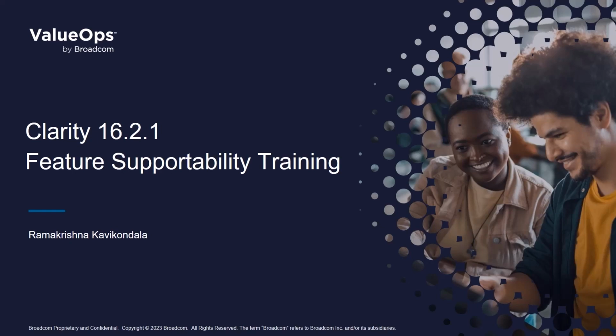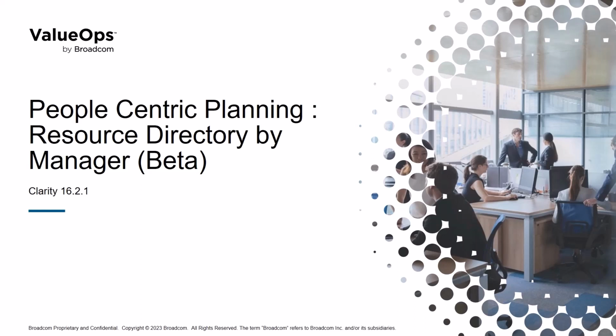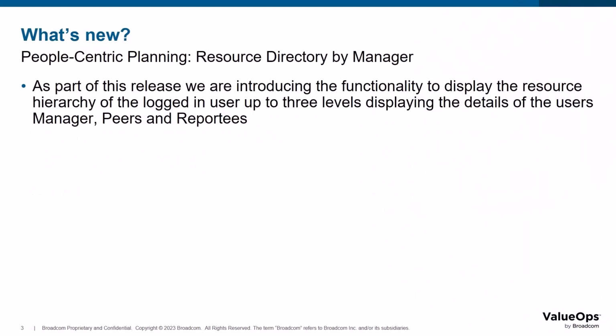Clarity 16.2.1 Future Supportability Training. I am Ramakrishna. As part of this section, we will be talking about people-centric planning, resource directory by manager functionality. This is a new functionality introduced in Clarity 16.2.1 release. As part of the 16.2.1 release, we are introducing the functionality to display the resource hierarchy of the logged in user up to 3 levels, displaying the details of the user's manager, peers, and reportees.